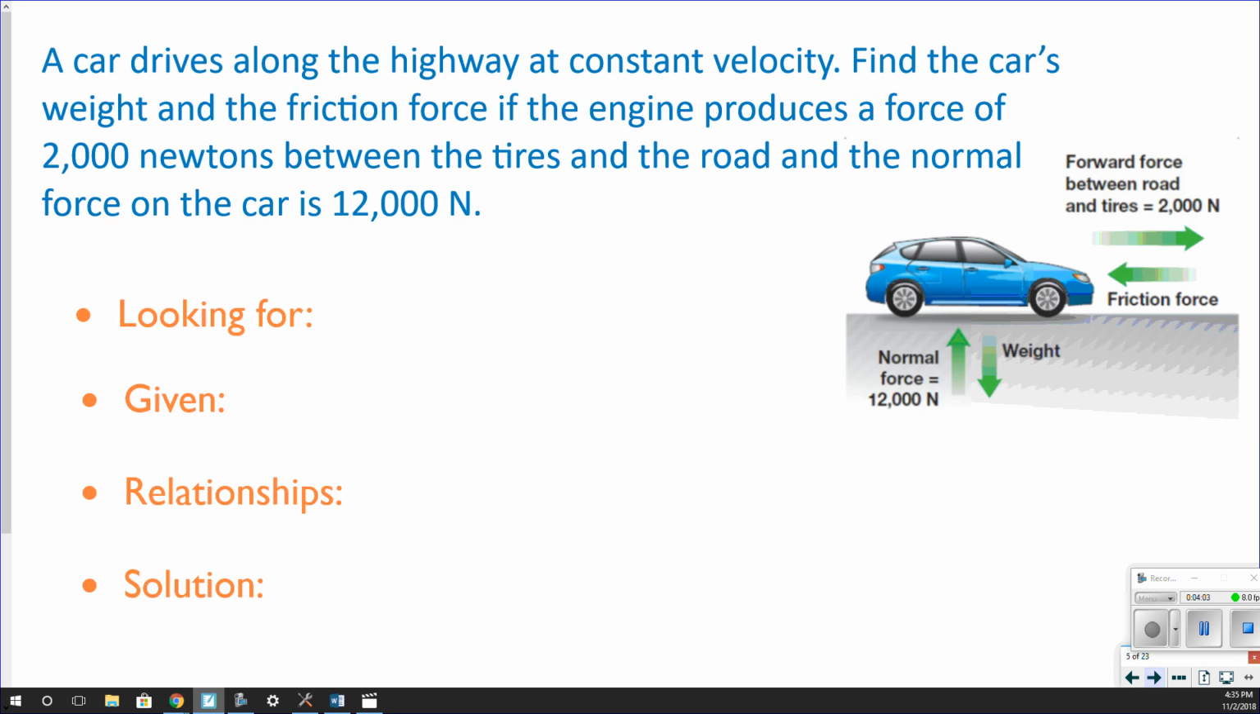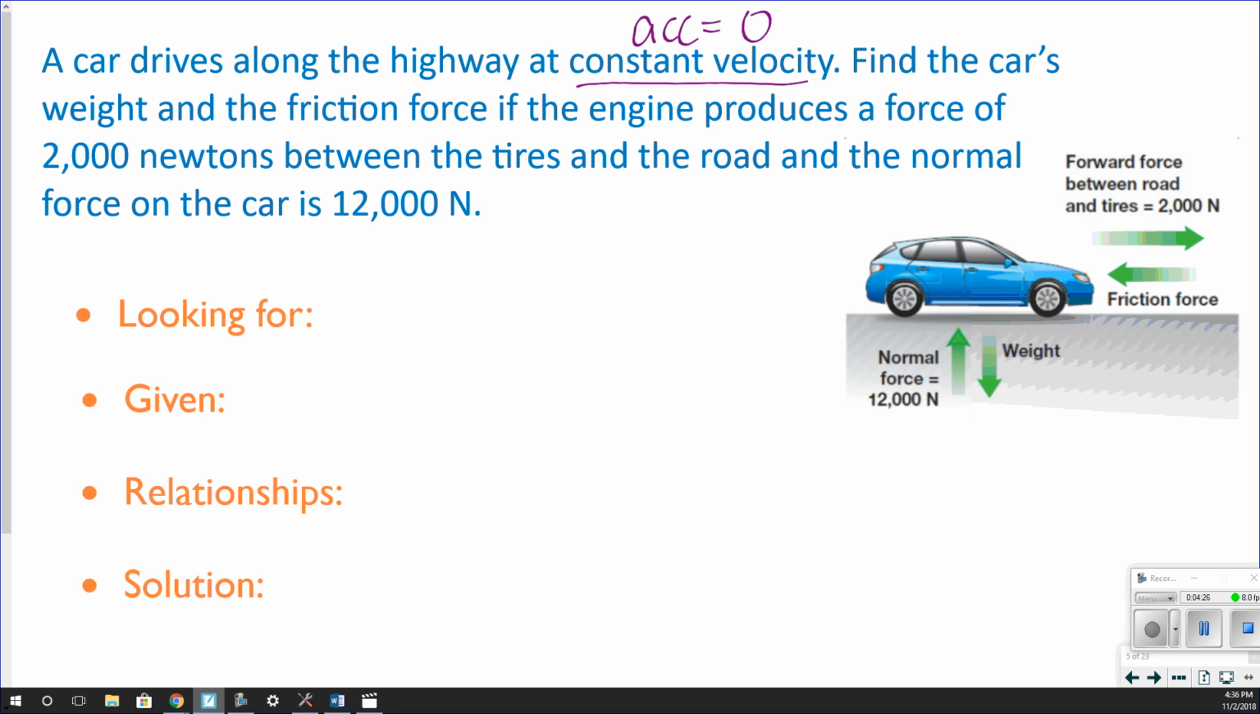Moving on, let's go through an example here. A car driver drives along a highway at a constant velocity. That means acceleration equals 0. Find the car's weight and the frictional force if the engine produces a force of 2,000 newtons between the tires and the road, and the normal force on the car is 12,000 newtons.